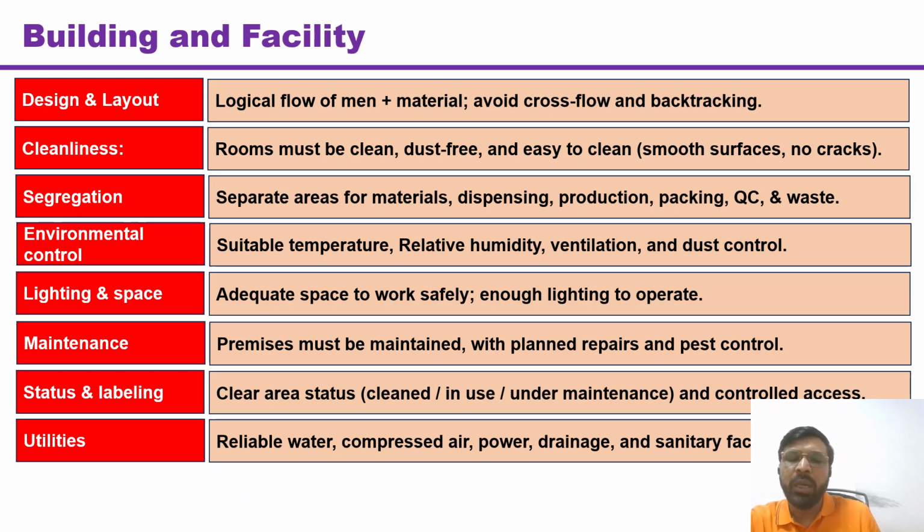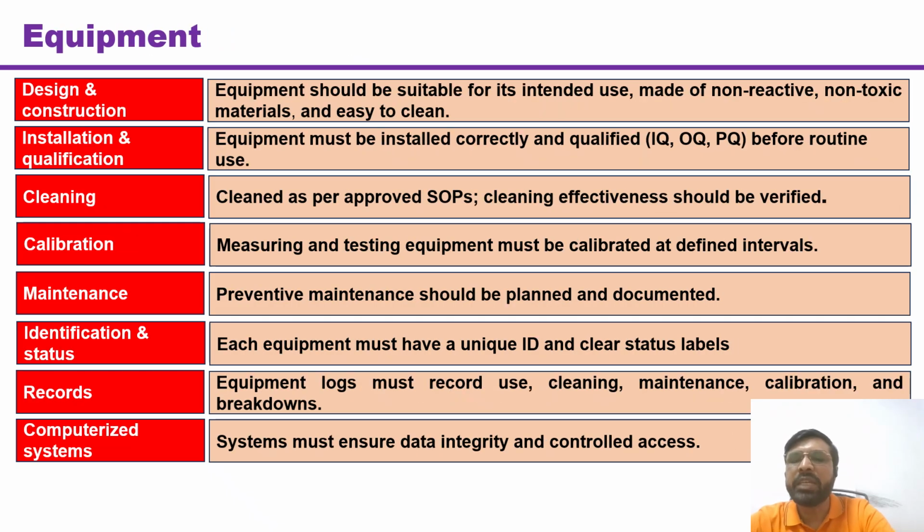Next one is utility. Utility is very important, because all our operations depend on utilities like power, compressed air, and purified water. So utility is very important. Next one is equipment design and construction. Equipment should be suitable for its intended use, made of non-reactive and non-toxic material, and easy to clean. Means all contact parts should be SS316L, and all non-contact parts should be SS304. It should be non-toxic and non-corrosive, so that our product quality will be maintained.